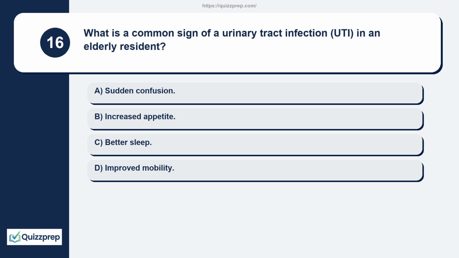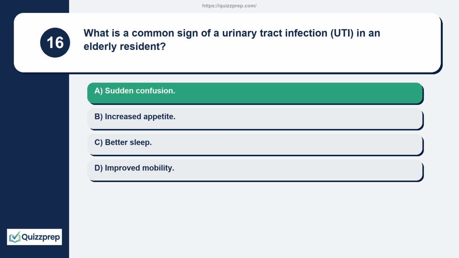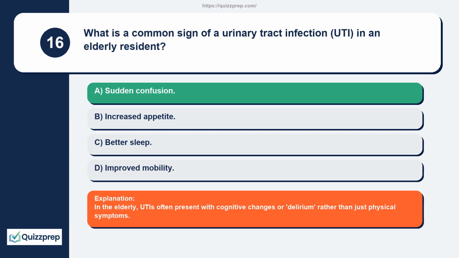Question 16. What is a common sign of a urinary tract infection, UTI, in an elderly resident? Sudden confusion, increased appetite, better sleep, improved mobility. In the elderly, UTIs often present with cognitive changes or delirium rather than just physical symptoms.